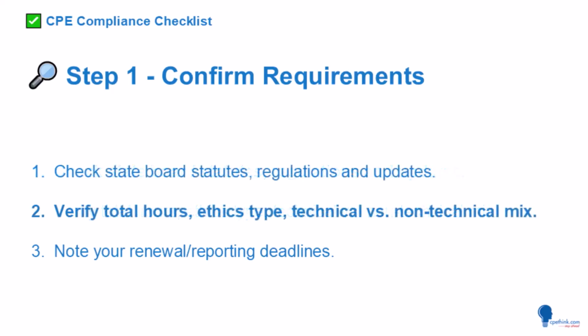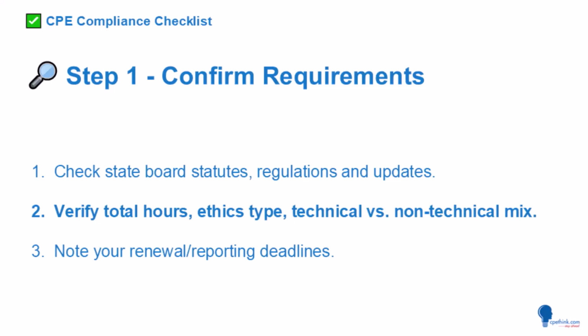Sub-step 1.2, verify total hours, ethics type, and credit mix. Once you've reviewed the current rules, the next step is verifying your specific CPE hour requirements and credit mix. This includes confirming the total number of hours required for your reporting cycle, as well as how those hours must be allocated. Many licensing authorities require a certain number of technical hours, limit non-technical or personal development credits, or impose category-specific minimums, like tax and accounting.